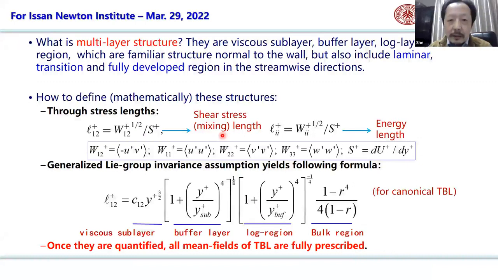And we have a generalized Lie group invariance assumption, which yields the following formula. Here you see the multiplication of four terms. Each represents one particular layer: sublayer, buffer layer, log region, and the bulk region. The bulk region has a separate variable, r, the distance to the center of the bulk region. Now, our assertion is that once these parameters are quantified, then all mean fields of the TBL are fully prescribed.